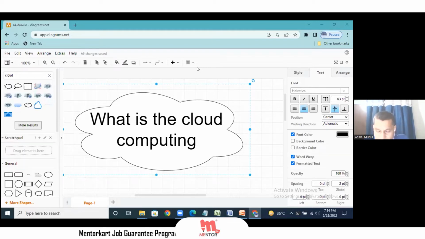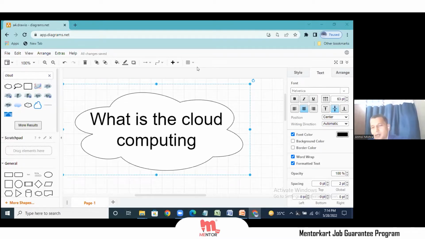Purchase service from service provider. Very good. Rendering service through internet on demand in pay-as-you-go model. Very good. It is a platform from where we can access service. Cloud computing is on-demand availability of computer system resources. Very good. What is the pay-as-you-go model? Let's discuss afterwards. On-demand delivery of IT resources over the internet with pay-as-you-go pricing.